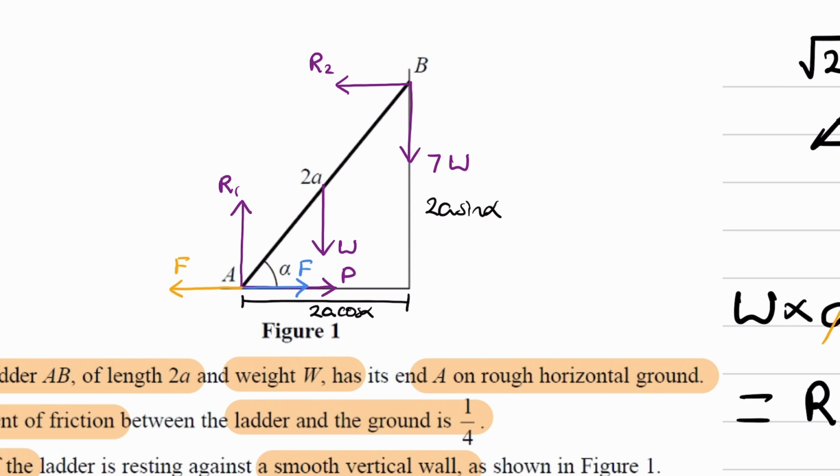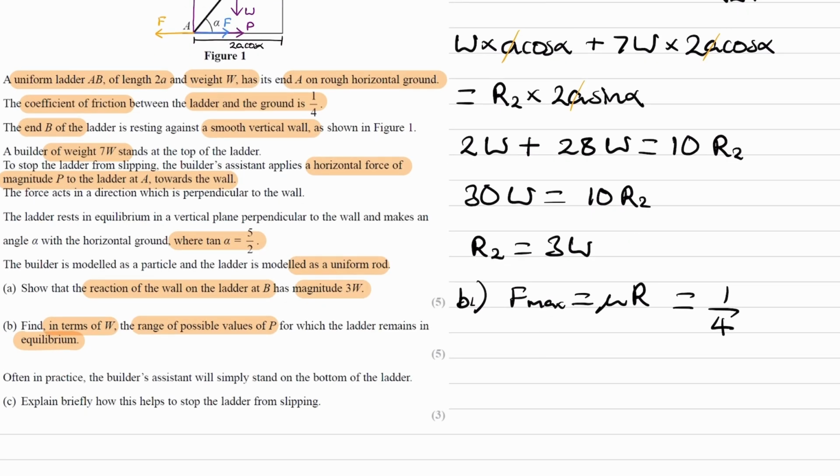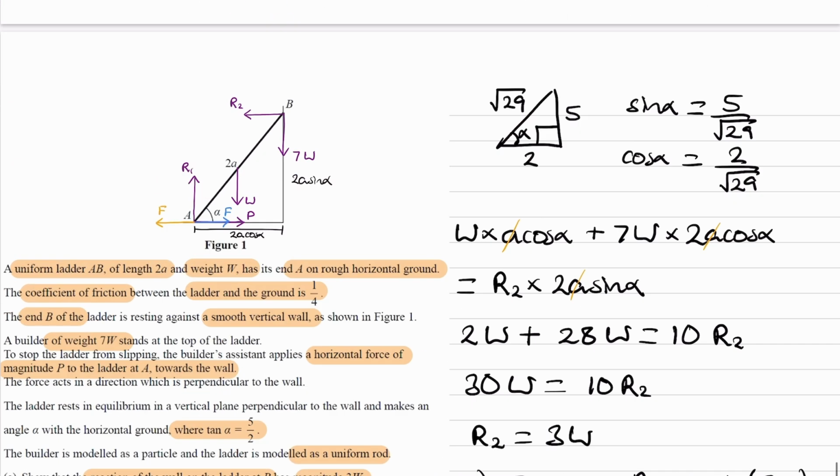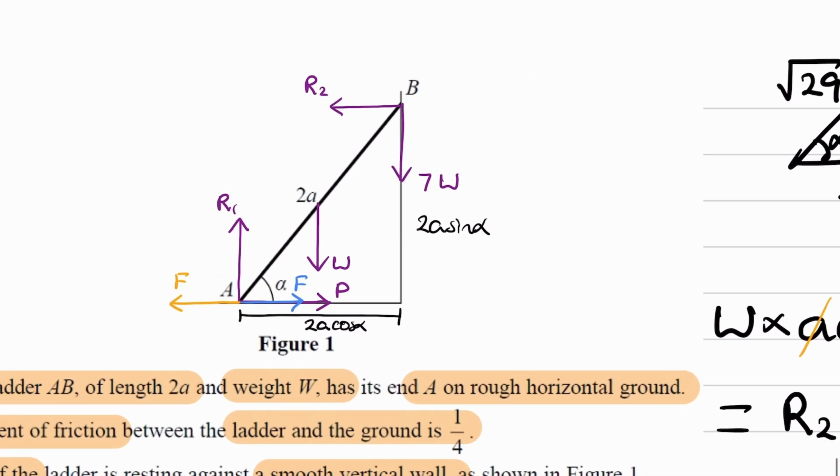In the vertical direction, R1 going up is equal to W plus 7W, so is equal to 8W. So a quarter times 8W, the max frictional force is therefore 2W. Okay, so looking back at our diagram, we worked out that R2 is equal to 3W.